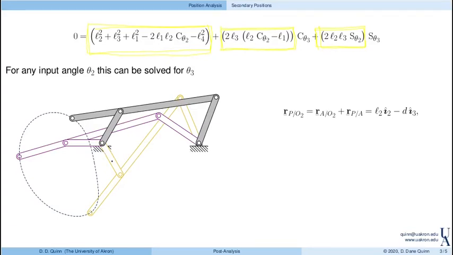Maybe 300 degrees gives us this yellow configuration, and I could do this for any angle.